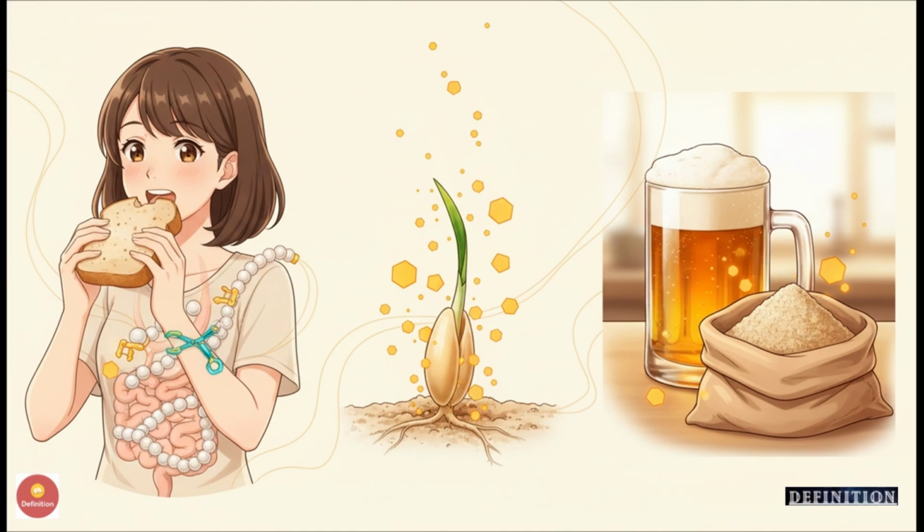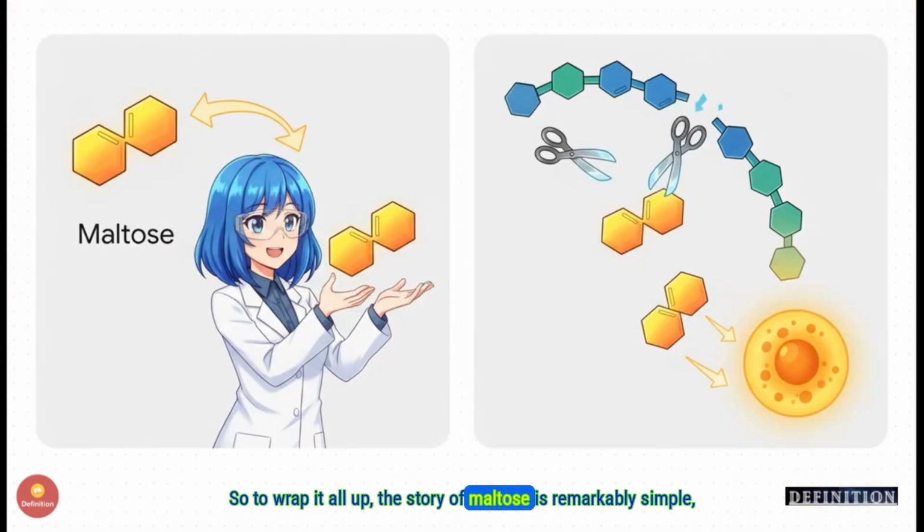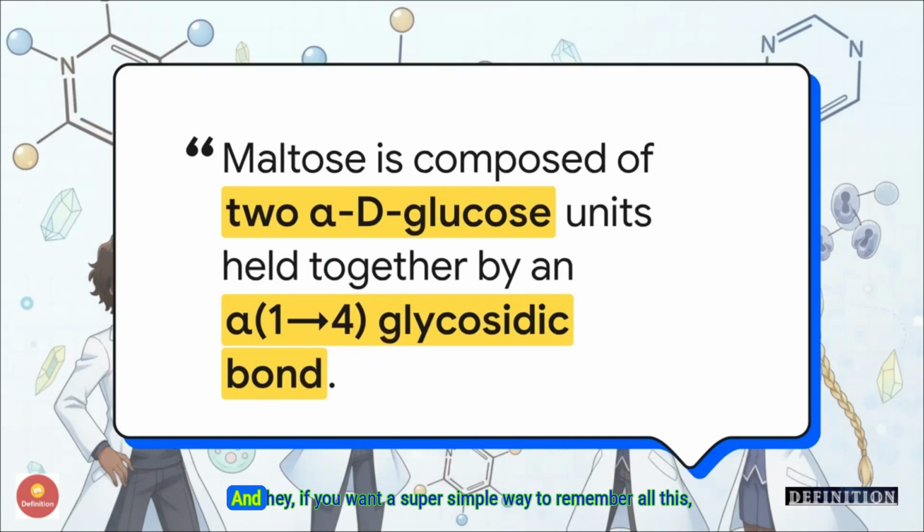So to wrap it all up, the story of maltose is remarkably simple, but also kind of elegant. It's a molecule made of two glucoses built to be the perfect bridge between the giant starch chains we eat and the simple glucose fuel that our body is desperate for. And hey, if you want a super simple way to remember all this, a mnemonic is perfect. Maltose equals G plus G. That's our 2 glucose units. They're joined by an alpha 1,4 link. And its key features are that it's a reducing sugar, and its main job is digesting starch. Simple, right? And really effective.